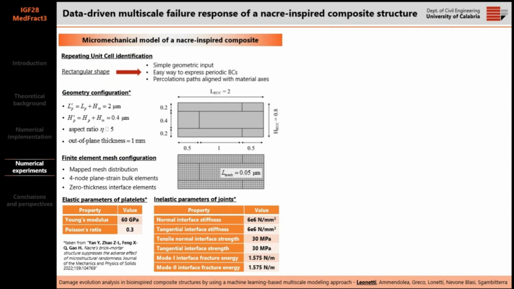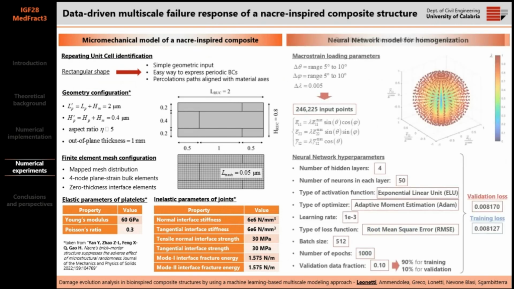This is a nacre-like composite. You can see the geometry, the finite element mesh, the elastic and the inelastic parameters for the embedded interfaces. We performed the micromechanical homogenization steps, and then we trained the deep neural network using these hyperparameters. And here you can see the final values of the validation and training losses.